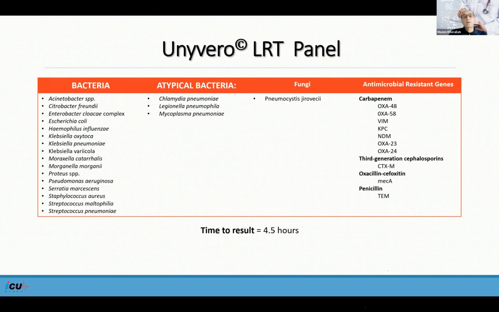The other company that has the lower respiratory tract panel is Unyvero. As we mentioned, it takes 4.5 hours to get the results, so it's faster with the FilmArray. Almost the same bacteria here, the same atypical bacteria. As I said, we have Pneumocystis jirovecii pneumonia added to this panel. And we have an expanded number of antibacterial resistance genes here compared to the FilmArray testing.